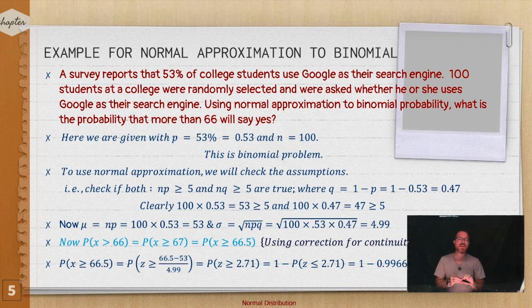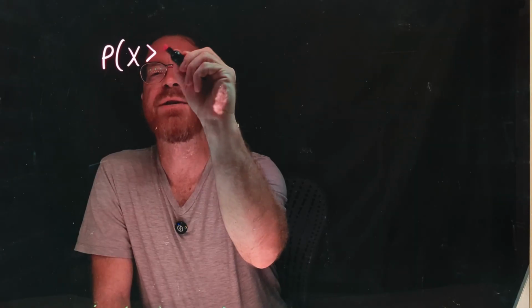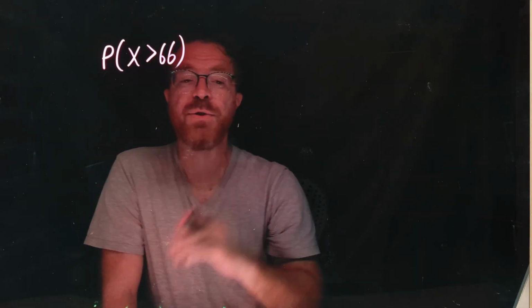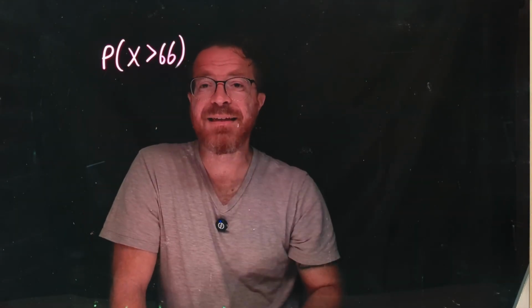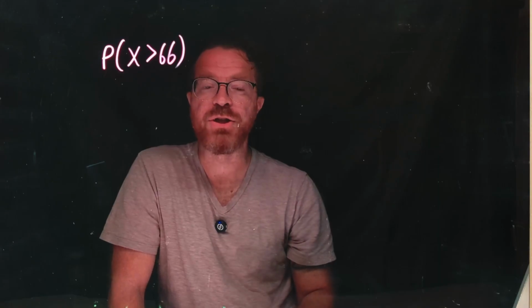A survey reports that 53% of college students use Google as their search engine. 100 students at a college were randomly selected and were asked whether they use Google as their search engine. Using normal approximation of binomial probability, what is the probability that more than 66 will say yes? So we want to know, what is the probability that x is greater than 66? We want to know that more than 66 said that they use Google as their search engine.